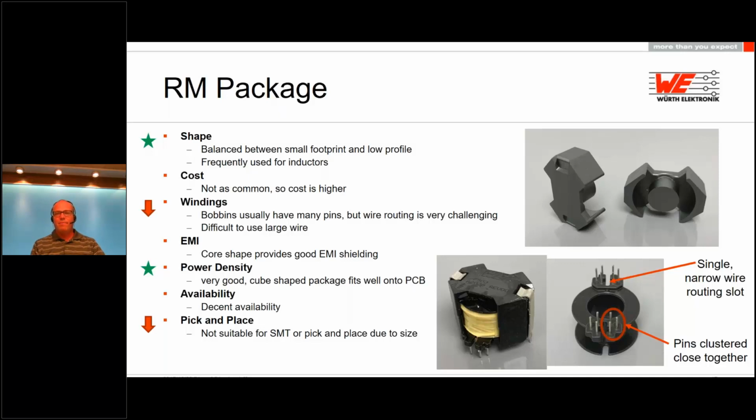A lot of people like the RM because they're used to it, it's been around for a while, but if you're looking at using it for your application, definitely discuss it with your magnetic supplier before finalizing that, and they can hopefully help you with whether or not that's a good option.